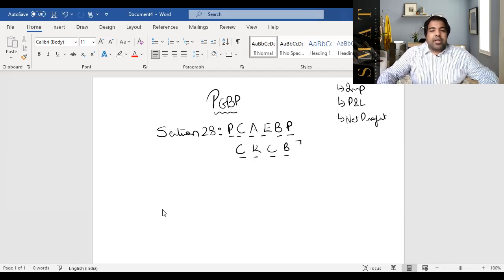Guys, these are the different incomes that you can have in your PGBP. The first one is the most common one, that is profits or incomes from any business or profession. Next is any business contract. Guys, if there's any termination or modification of a business contract and they pay you some money, then in that case, that money will be income which will be chargeable to tax under section 28.